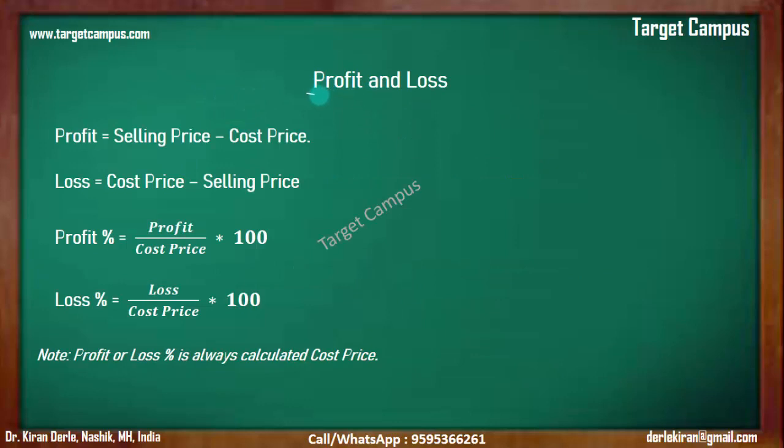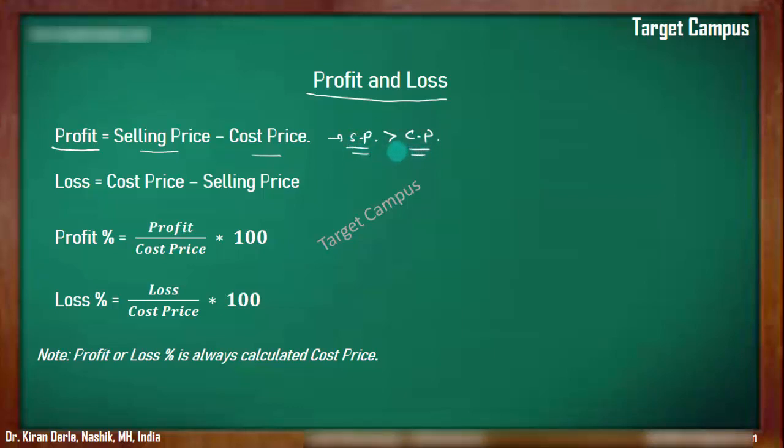So, what is profit and loss? Let's have some basic stuff with us. Profit is made by a trader when selling price minus cost price is equal to profit. In this case, selling price is greater than cost price. When selling price is greater than cost price, the trader makes a profit. And when there is a loss, cost price is more than selling price, and cost price minus selling price is the loss. So here, cost price, that is purchase price, is greater than selling price.